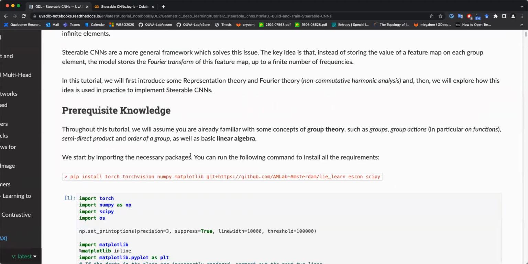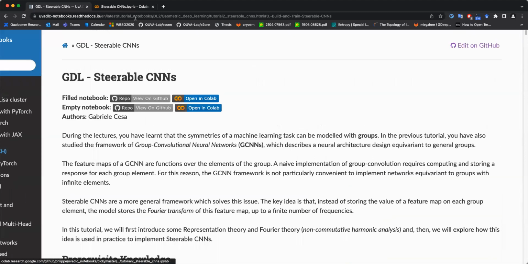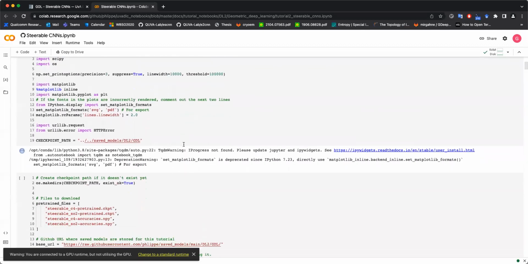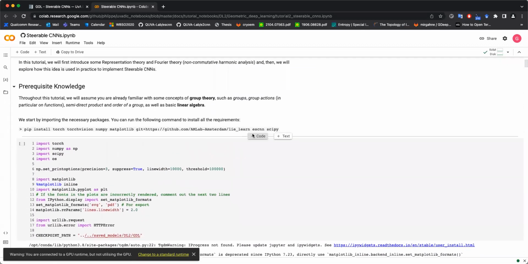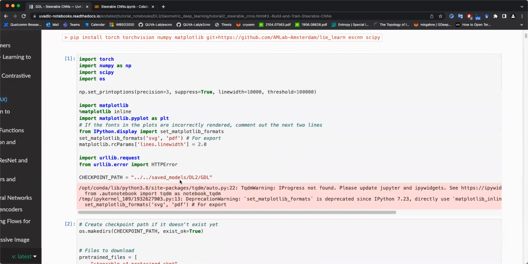Some prerequisite knowledge is group theory and some linear algebra, essentially. The rest we're going to see together. If you're running this tutorial in parallel, you can see a link here for the tutorial on Google Colab. Here is how you install all the dependencies. This in particular is our library. These are a few dependencies we need to be able to run it.